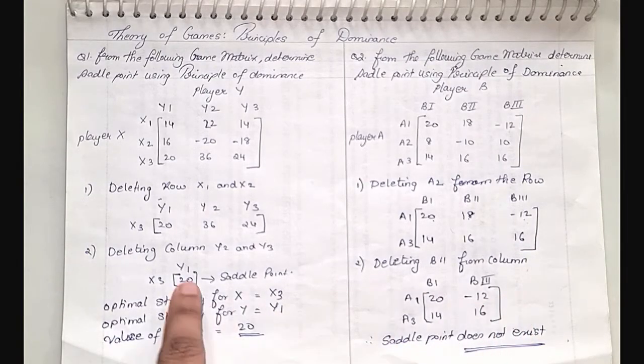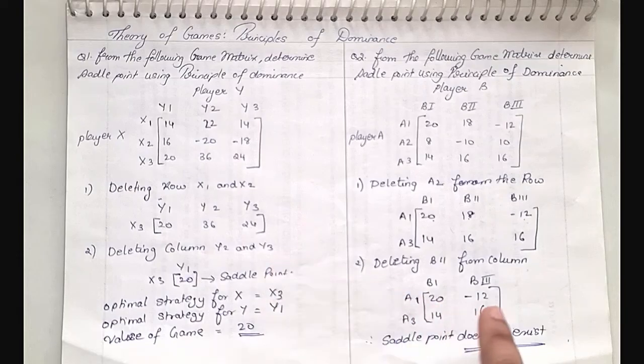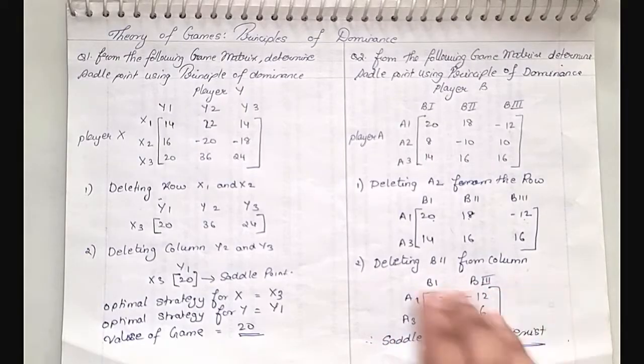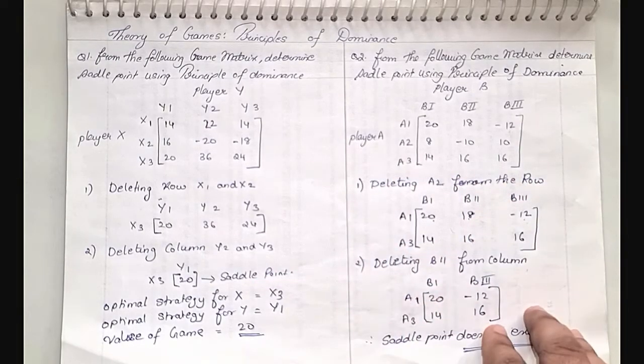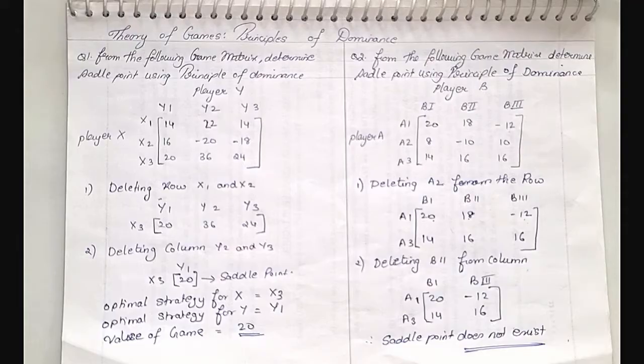Okay, for getting a saddle point, you need to have only one single value. If you don't get one single value, it means there is no saddle point in this particular sum and it cannot be solved further. Okay, the rule is again the same. First you delete the rows, then you delete the columns, and then when you get your final answer, you can interpret over it. Okay, chalo, these are the first two sums.